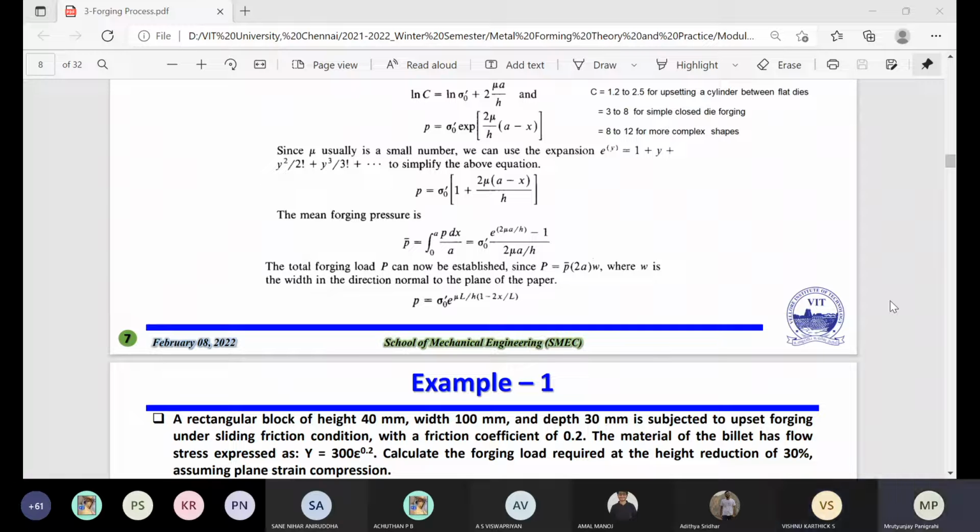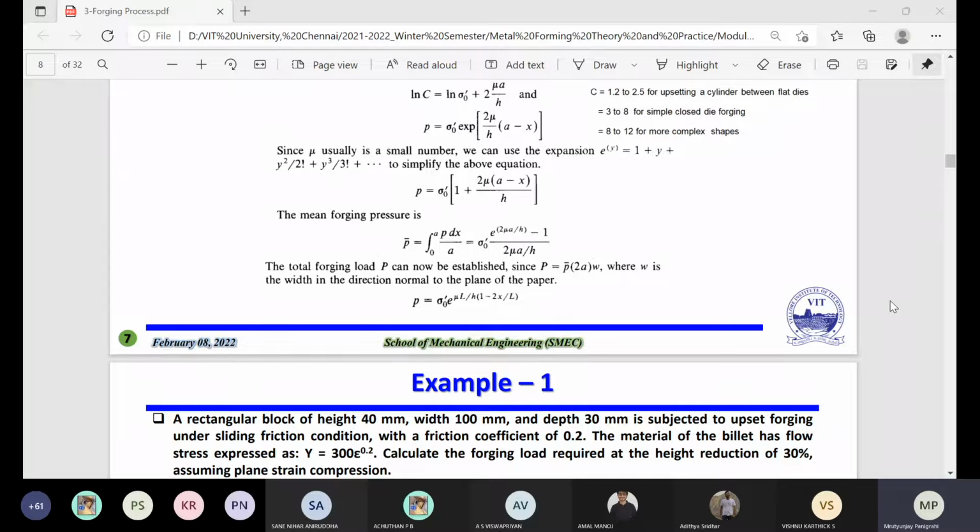Yeah. So you have to remember that 30% is there. Height reduction of 30%. So if 30% reduction, then you can find out HF. Okay. So height is 40. So HF will be how much? 12. No. 30% reduction. Reduction. 28, sir. Okay. So HF is 28 and W is given 30.